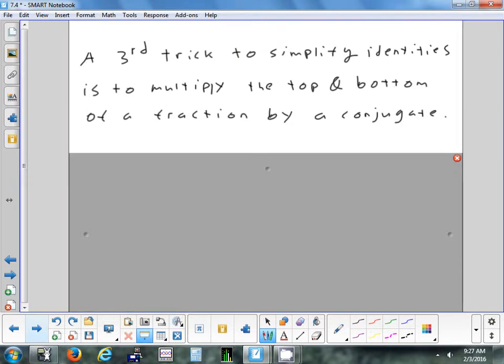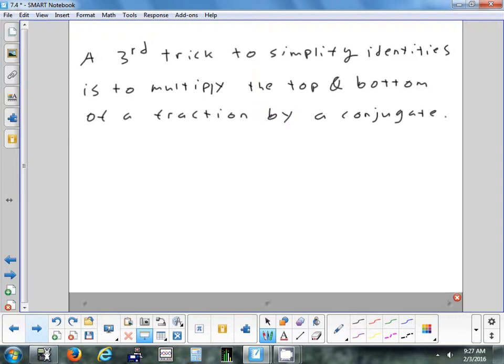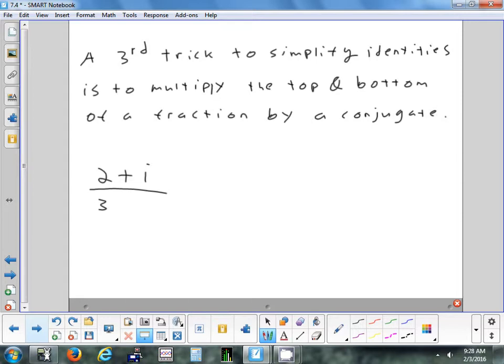All right, so our third and last trick for identities: if changing to sines and cosines doesn't help us, and finding a common denominator doesn't, we could also use a conjugate. We used conjugates before when we had problems like this, to divide complex numbers. If I asked you to divide complex numbers, we didn't divide. We multiplied by the conjugate, and then we FOILed everything out.